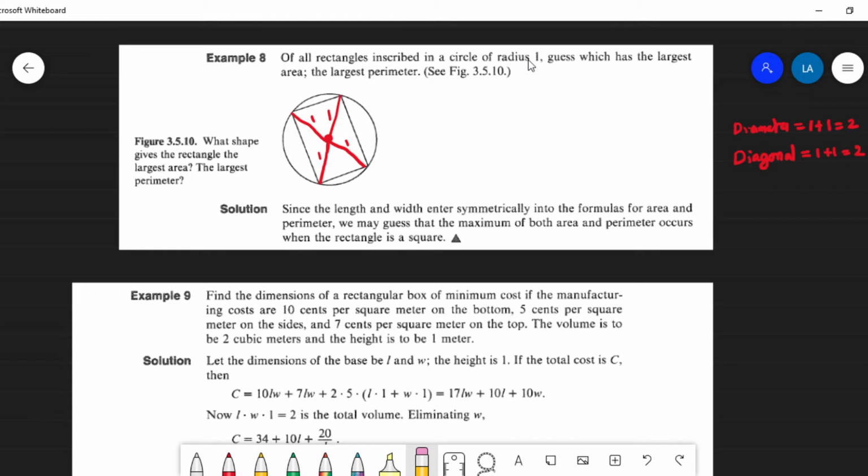We are given that of all the rectangles inscribed in a circle of radius 1, so you have a circle of radius 1 and many rectangles are inscribed in the circle. We have to guess which rectangle has the largest area and the largest perimeter. So we are asked to guess the answer, right?